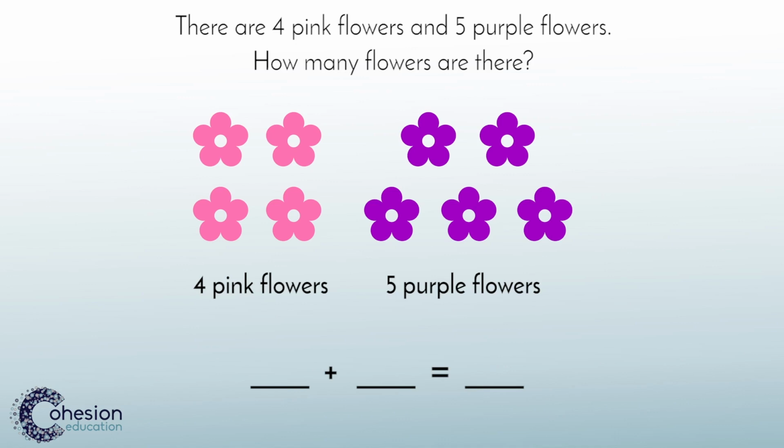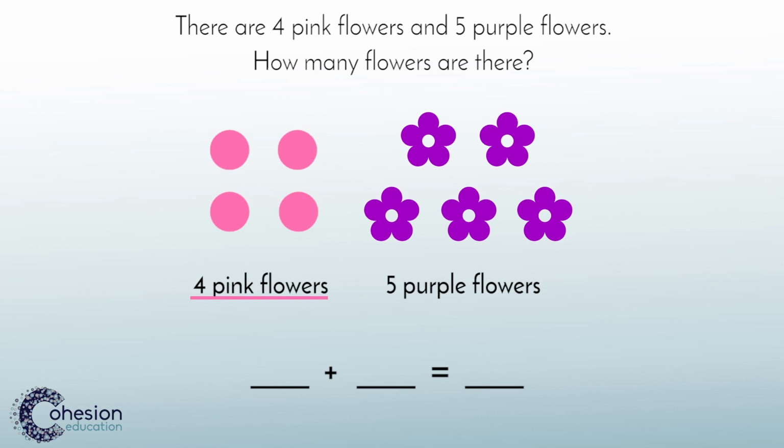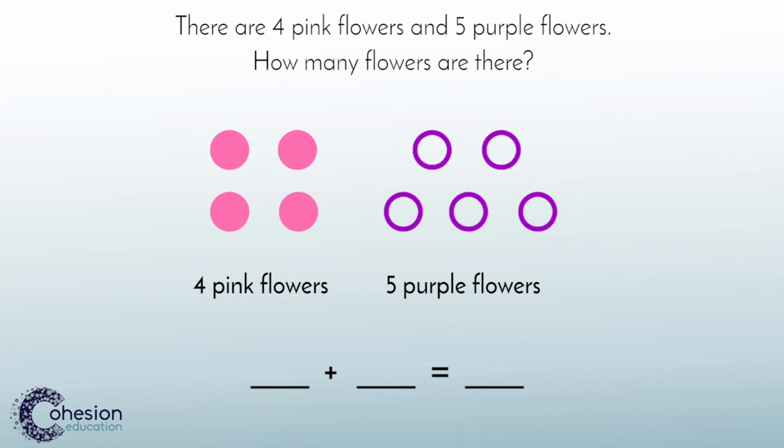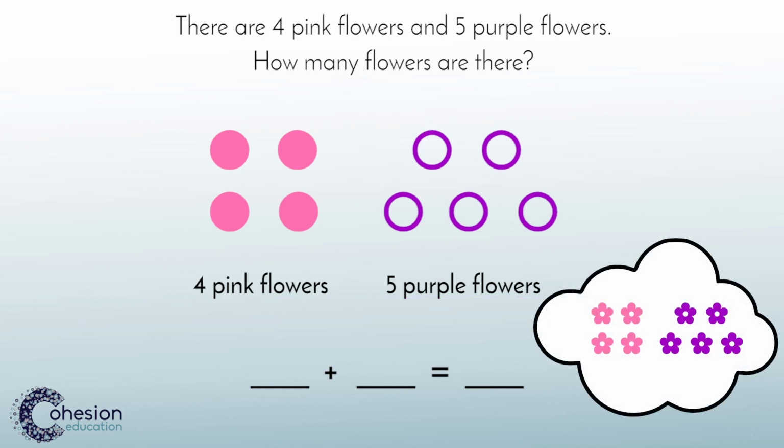Students will begin by modeling the scenario using any sort of small objects, like counters, cubes, or any household item that is available. Here we have used counters to model this problem. The first group of counters represents the 4 pink flowers. The second group represents the 5 purple flowers. Ask students questions about what their objects represent from the problem to help them make connections back to the scenario.